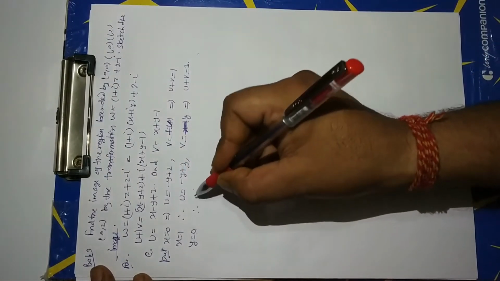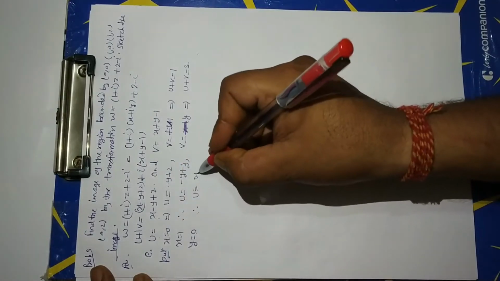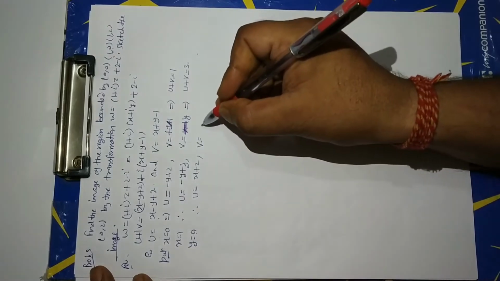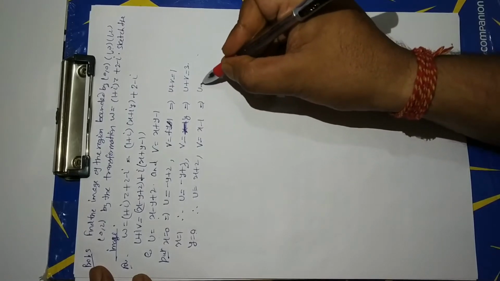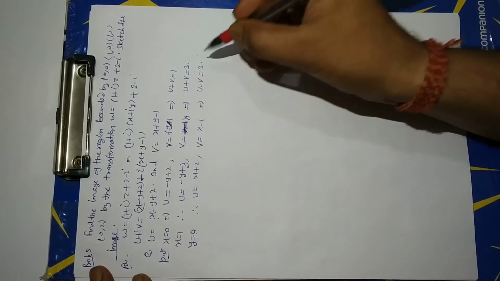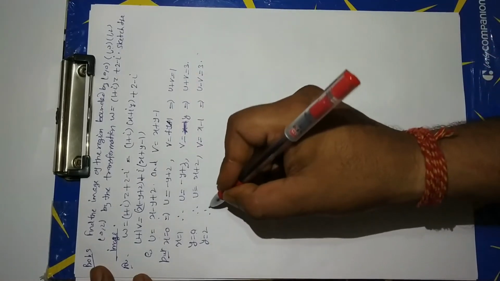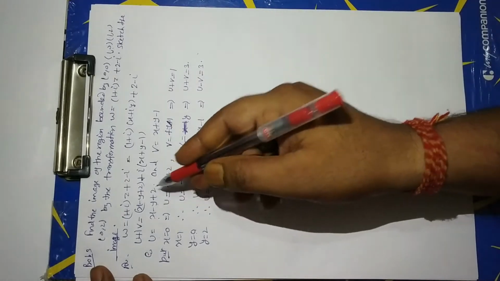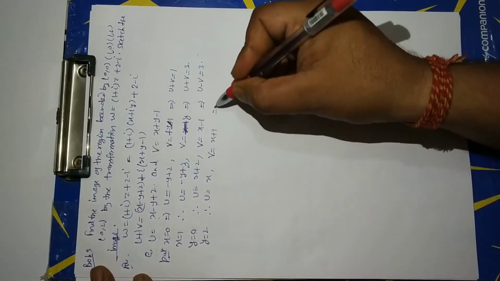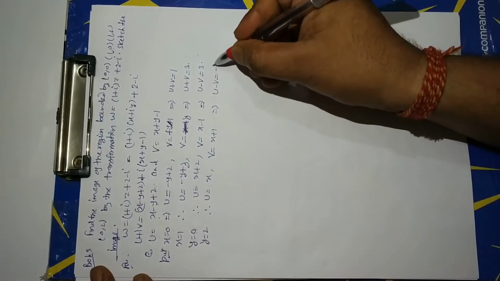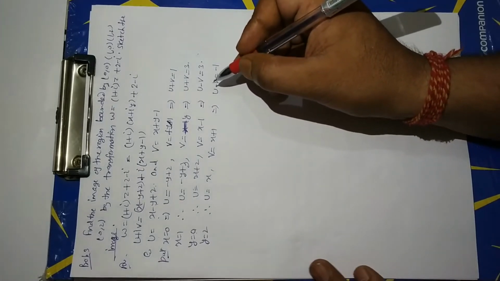Then u is equal to x + 2, v is equal to x - 1, that is u - v is equal to 3. Now the last line, y is equal to 2, u is equal to x, v is equal to x + 1, implying u - v is equal to -1. Then we can sketch the graph.